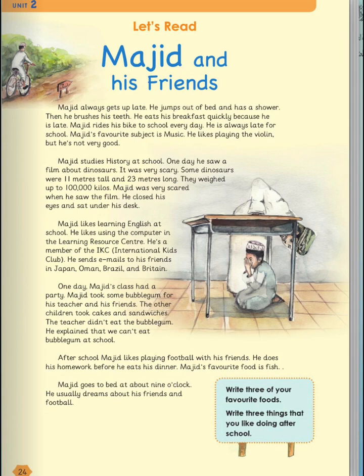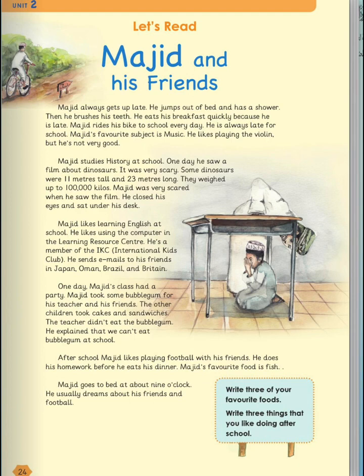Majid always gets a plate. He jumps out of bed and has a shower. Then he brushes his teeth. He eats his breakfast quickly because he is late. Majid rides his bike to school every day. He is always late for school. Majid's favorite subject is music. He likes playing the violin, but he's not very good.